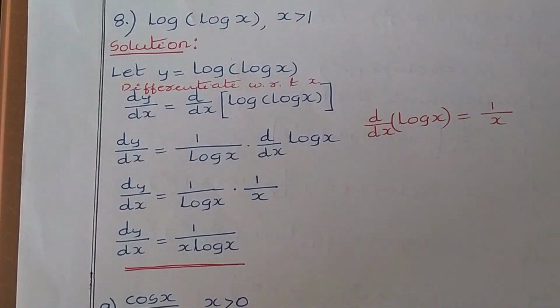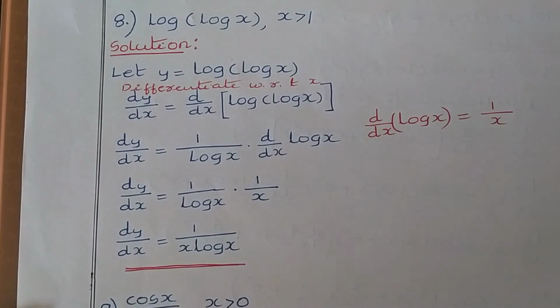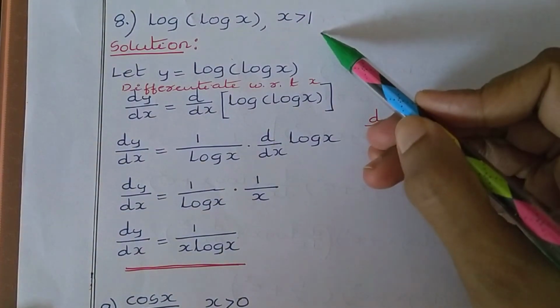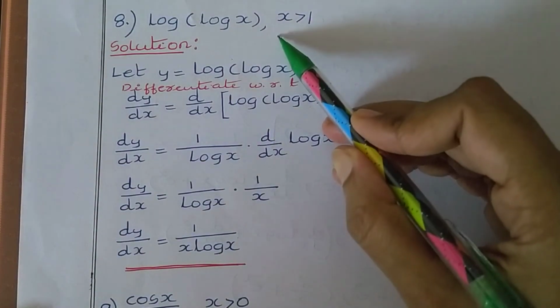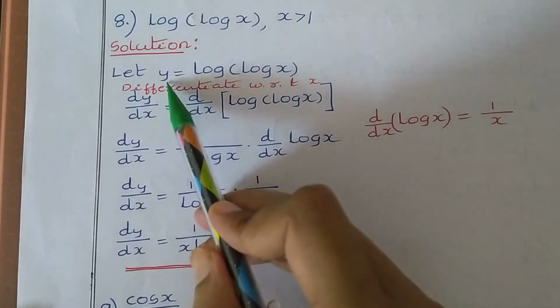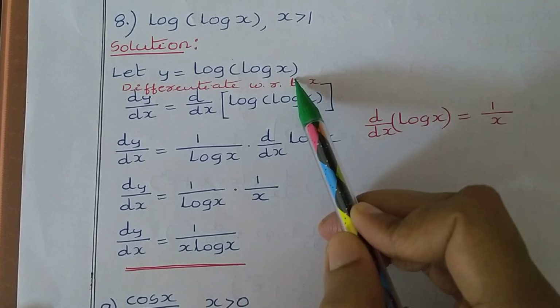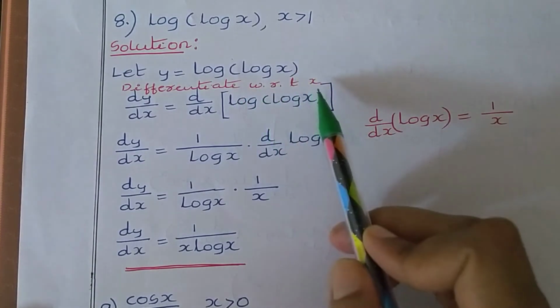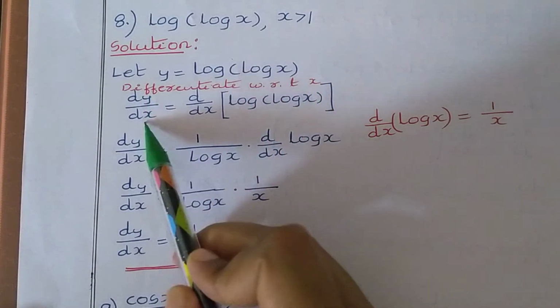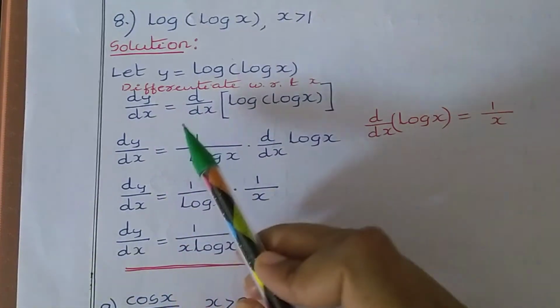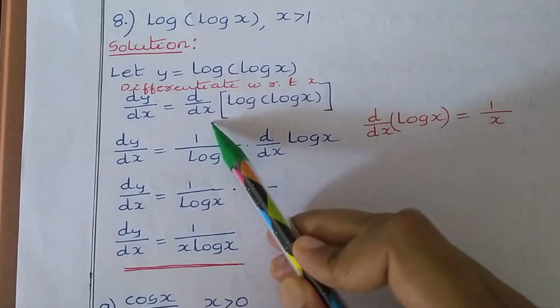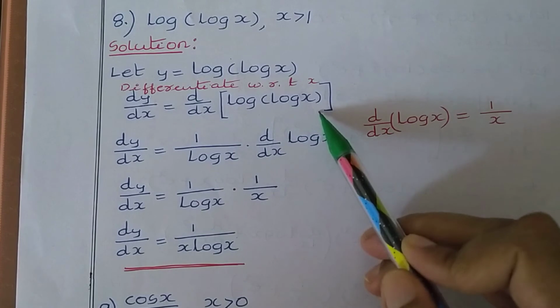Question number 8. log log x, x is greater than 1. First, let us assign this to a variable y. y is equal to log log x. Now, differentiate this with respect to x. So, here we get dy by dx is equal to d by dx of log log x.